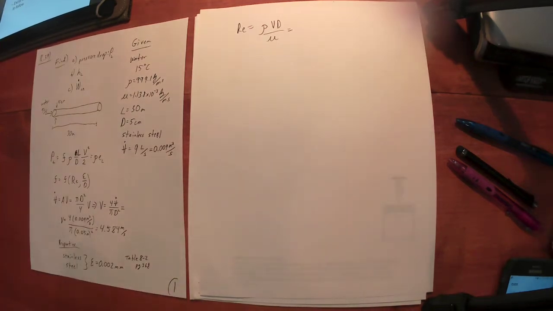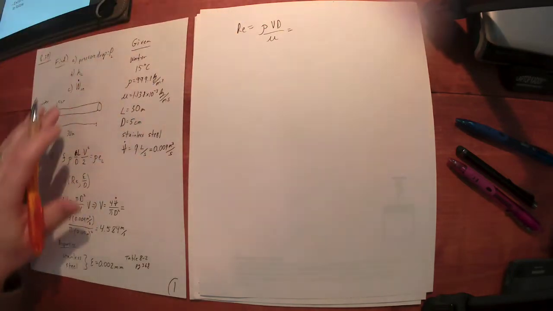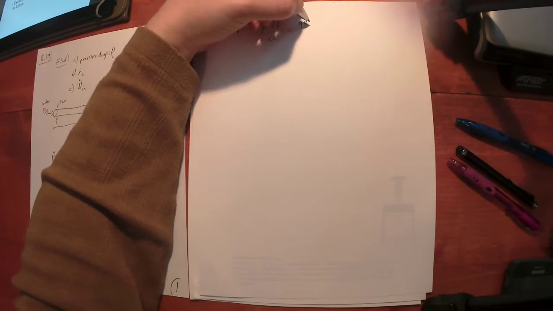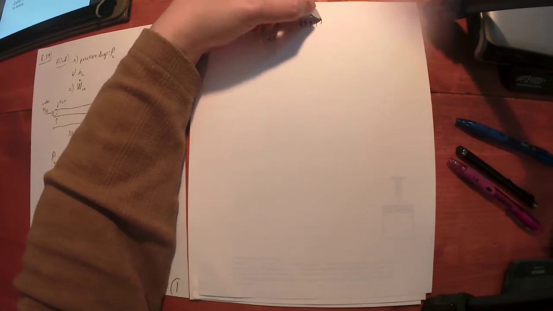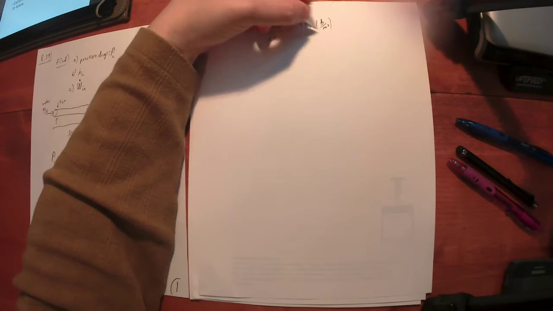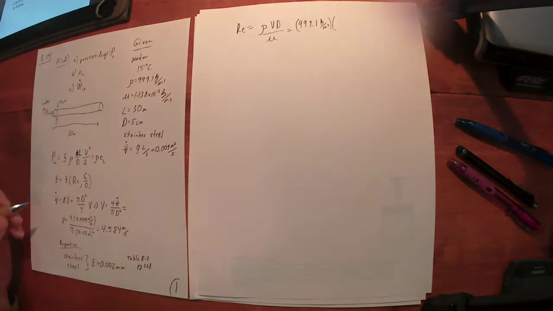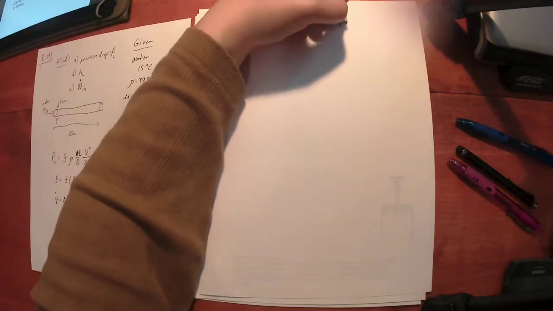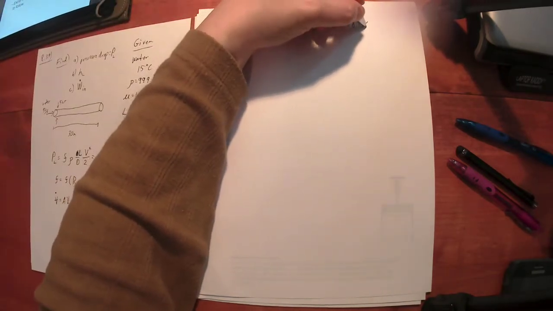So we'll pick up from there. We were trying to find the Reynolds number. It's rho V D over mu. We know the density, rho, is 999.1 kilograms per meter cubed, times the speed, which we've now found to be about 4.584 meters per second.